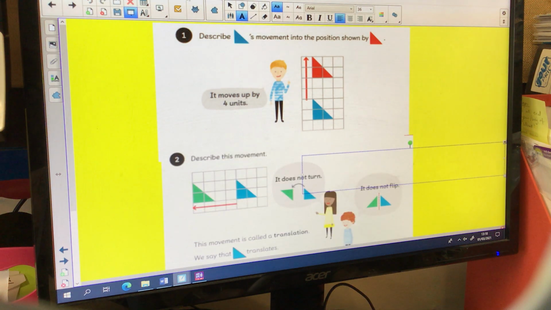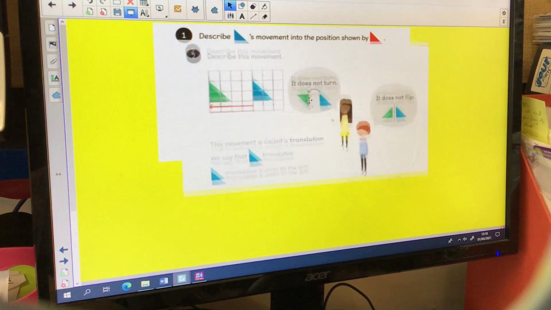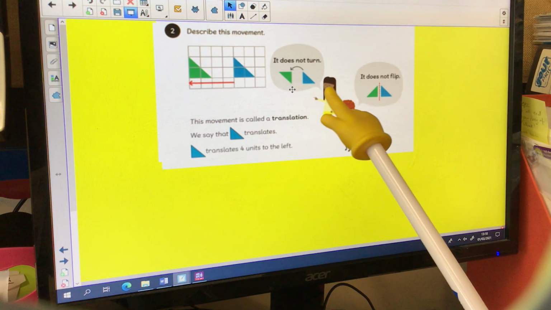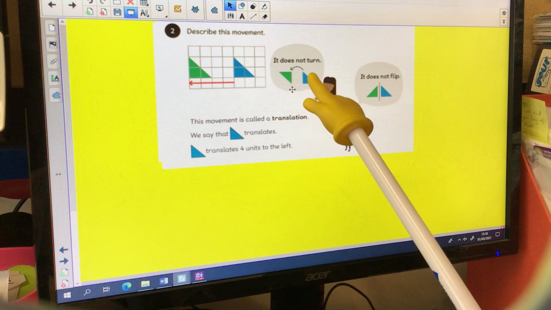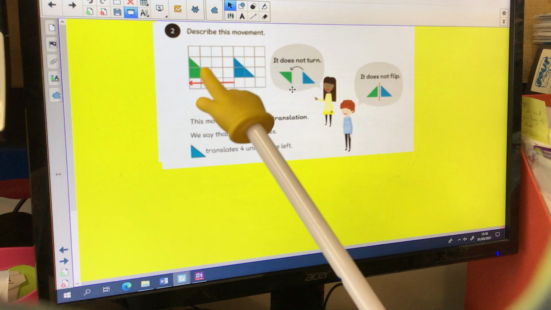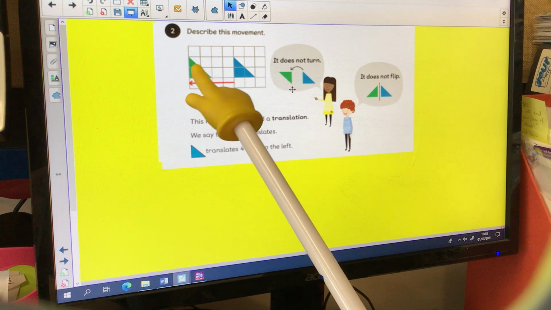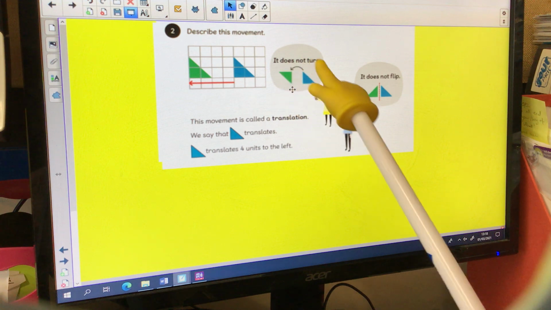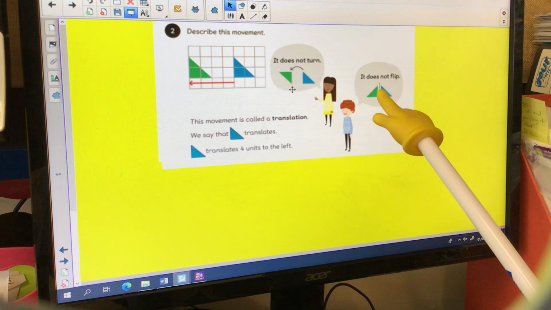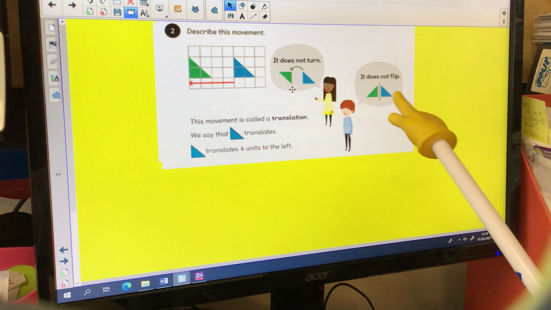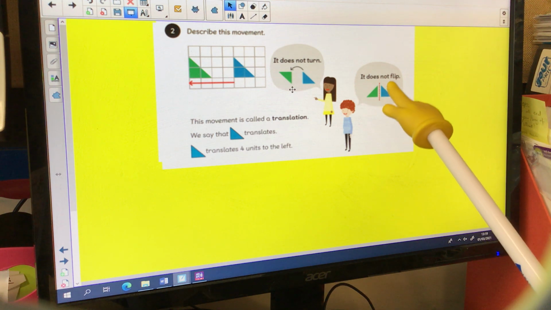Let's look at this one. This is a little bit harder. It says describe the movement. So this little girl's thinking in her head, it does not turn. So we're thinking about the blue one again, remember? The blue one has moved to here and been coloured green. It's the same triangle though. It does not turn, because if it turned, it would look like that. It does not flip. So if it was symmetrically flipped over, like we've been doing a bit of work on symmetry, it would look like that.